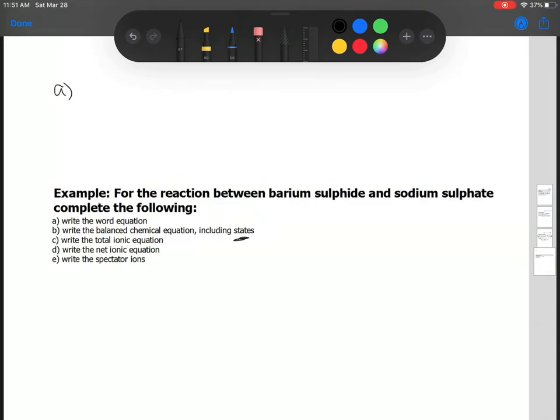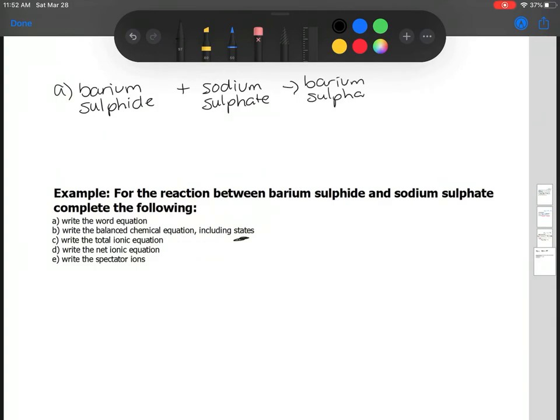Okay, so because this is a little bit awkward on the iPad, I'm going to write up here. So the word equation, which I encouraged you to do in the last lesson as well. So again, it doesn't matter which one you write first: barium sulfate and sodium sulfide. And certainly you could figure out which one's going to be the solid right now if you wanted to. It actually really doesn't matter.